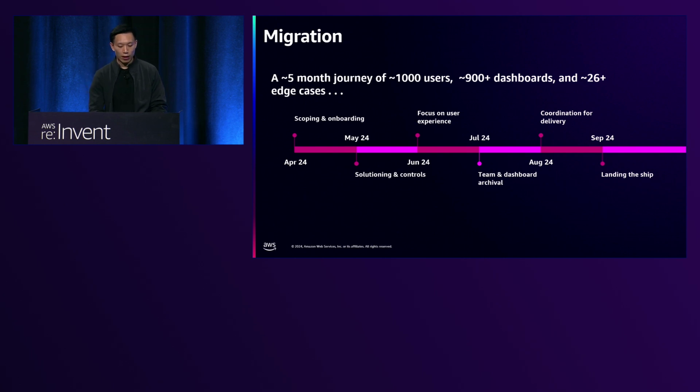We rolled out a production version of QuickSight to let people start playing with the tool itself. And we focused on hosting a lot of team office hours and also focused on actually putting together the dashboards themselves. And starting in the latter months, around July and August, we really focused on cutting people over. We did a combination of techniques of archiving some dashboards and removing user seats and then coordinating with our users to finally land the ship in September.